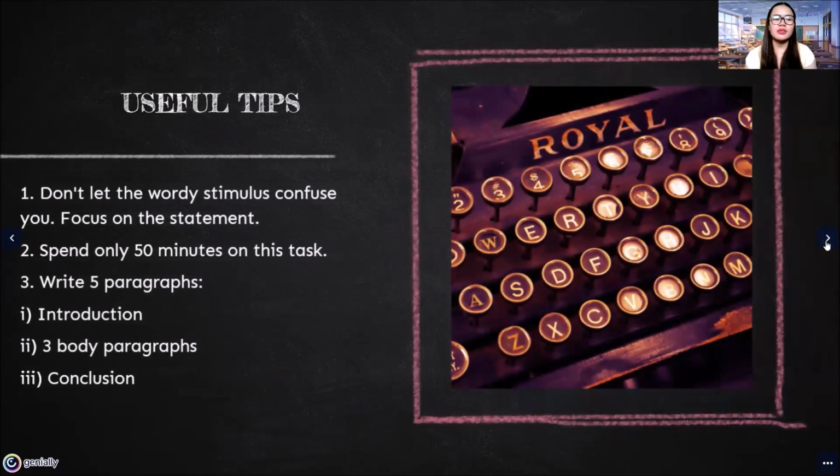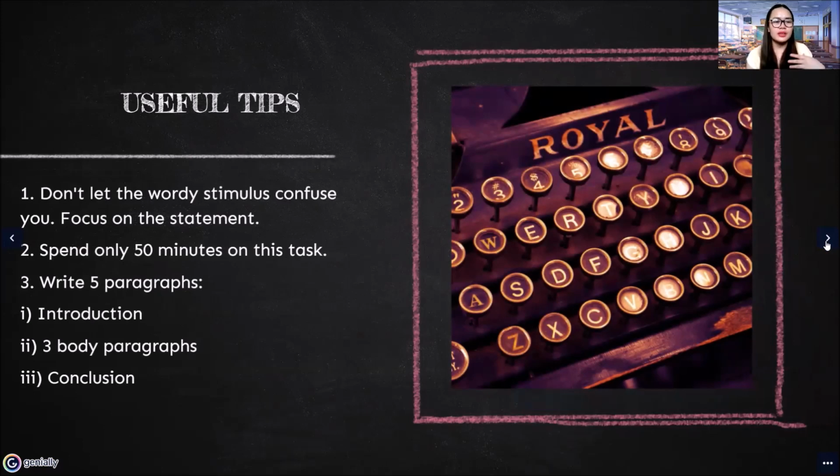Okay, so spend only 50 minutes on this task. Actually, for the writing paper, you will be given 75 minutes. So the other 20, 25 minutes should be spent on email writing, and the other 50 should be spent on the extended writing. Okay, don't spend too much. Don't exceed 50 minutes.